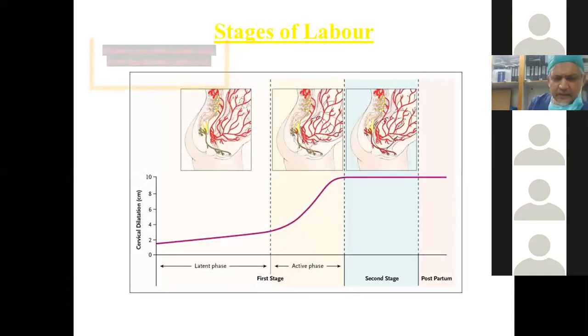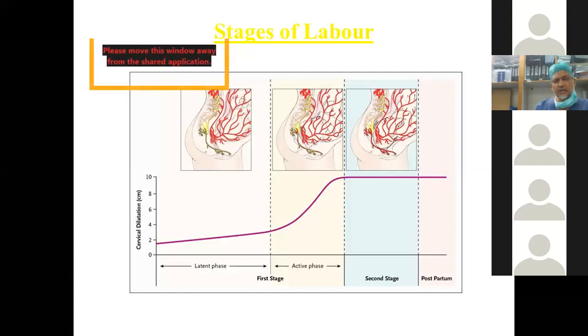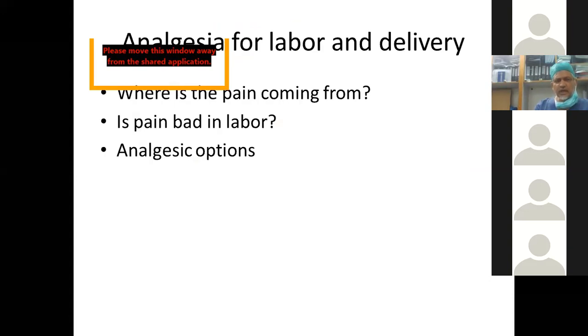These are the three stages of labor: from the start of cervical dilatation to full dilatation, then delivery, and then delivery of the placenta. The three stages of labor.